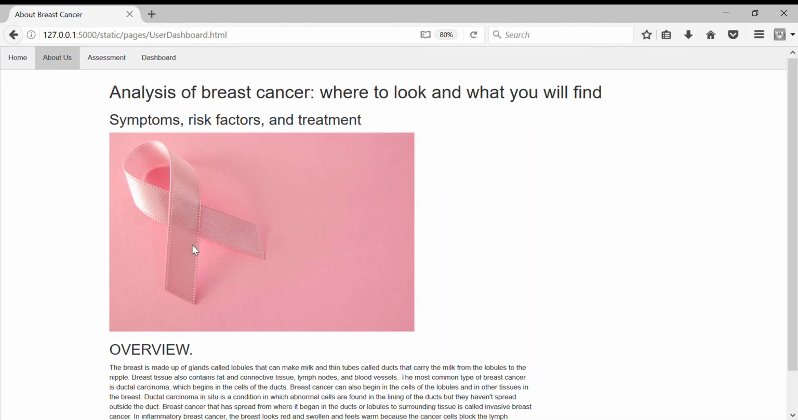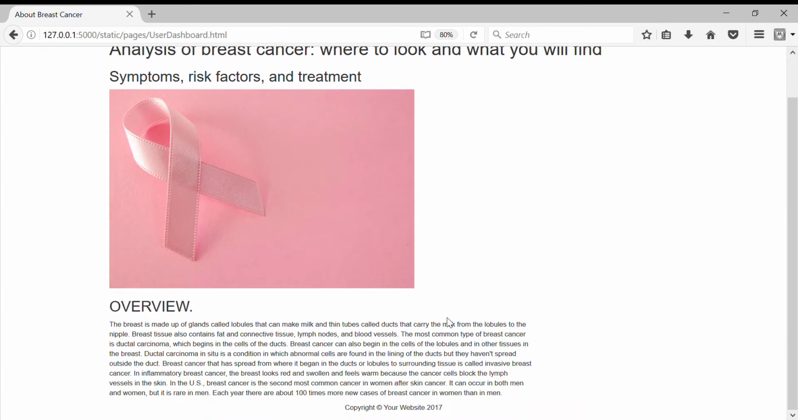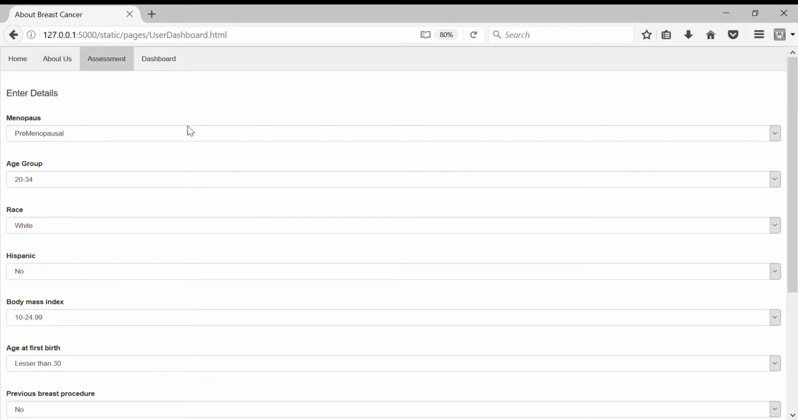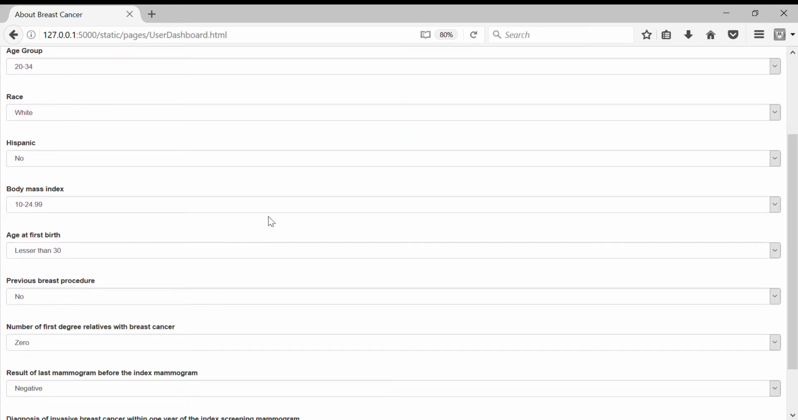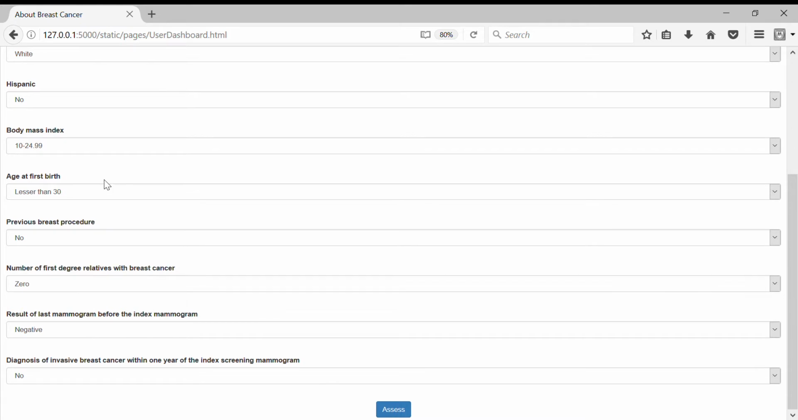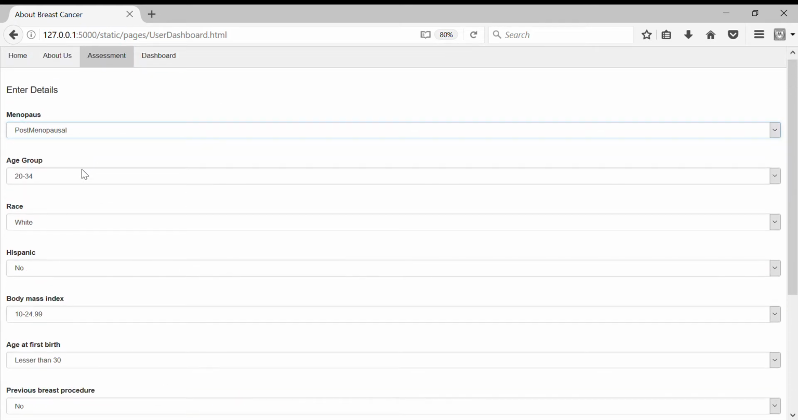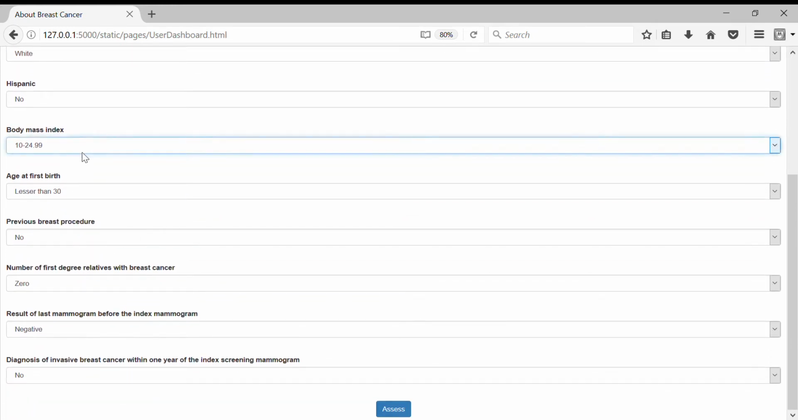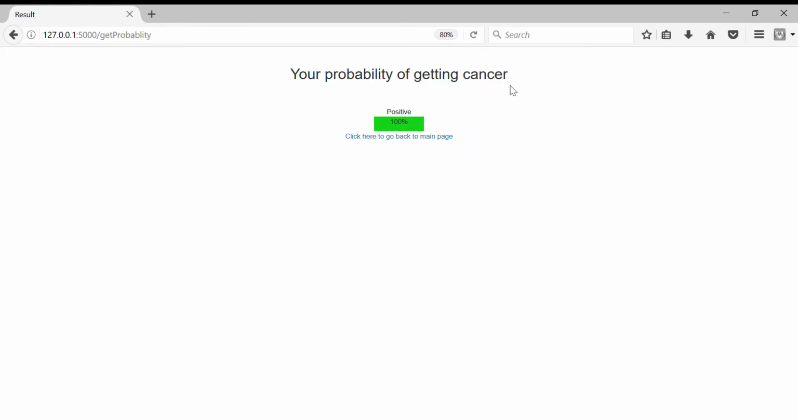So I am logging in as a user, and this is just general information or an overview about what breast cancer is. And then this is the assessment page where the users can go and key in the information. I'm just giving a random input here. If you could see here, I'm giving access. So here the probability of getting cancer is high and it is positive.